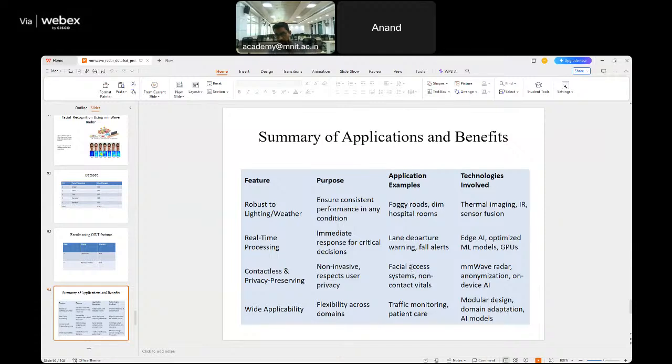MM-wave radar basically offers real-time processing. It is non-invasive, and it has flexibility across domains. Here, it is for foggy roads, traffic monitoring, patient care, lane departure warning, alert, and facial access systems. These are traffic monitoring, patient care, and vitals measurement that can be done directly.